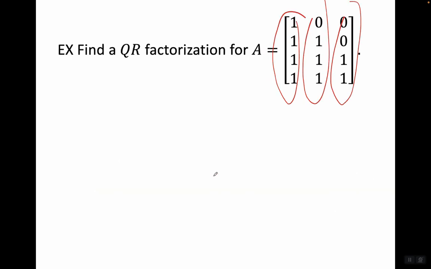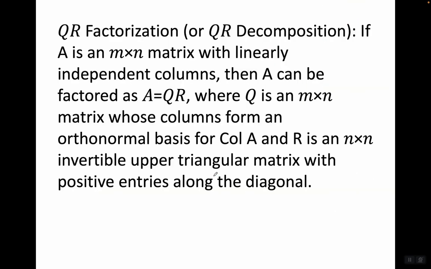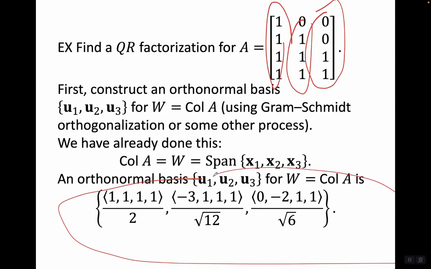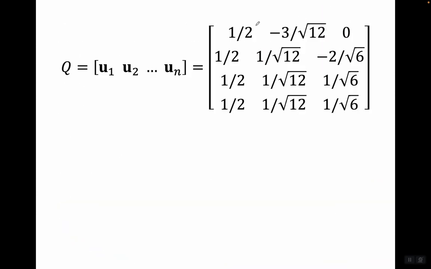So Q, again, remember what Q is going to be? Q's columns form an orthonormal basis for the column space of A. So in this case, we've got this, and this, and this. So Q's columns form an orthonormal basis for A.